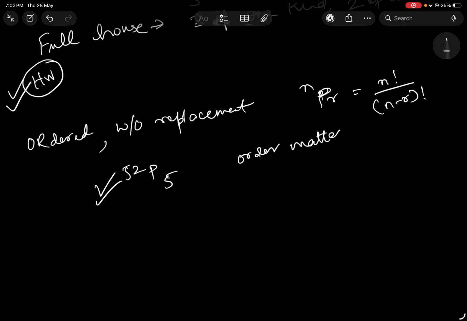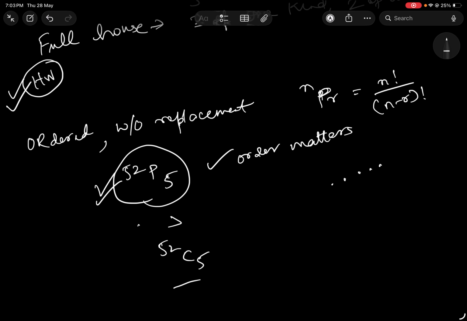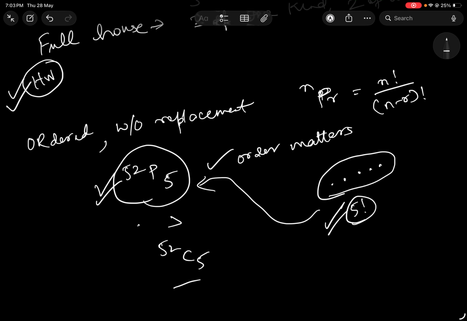So this would actually be more than 52C5, because say I have 5 numbers that I've chosen. Those 5 numbers can be ordered in 5 factorial ways, and all those 5 factorial ways will be part of this, which was earlier not part of this. So yeah, that's what I wanted to cover.